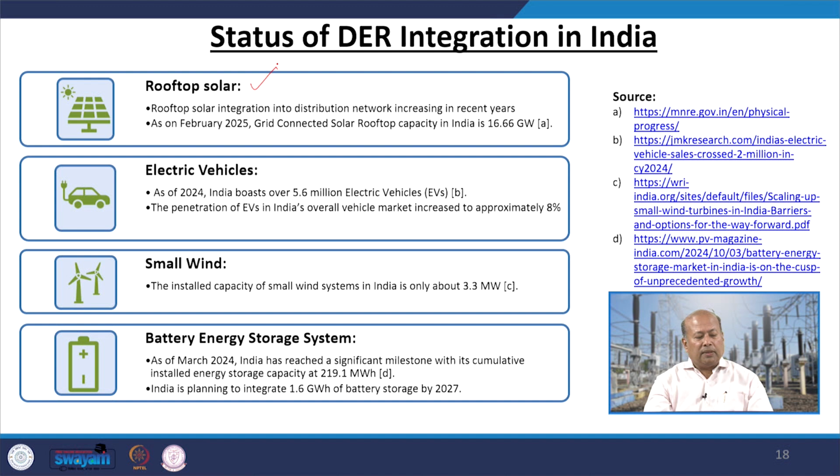So, rooftop solar integration into the distribution network is increasing in recent years, no doubt. As of February 2025, we had approximately 16.66 gigawatts, so close to 17 gigawatts of rooftop solar. And electric vehicles are a very important area for the Indian market, because as of 2024, India boasts over 5.6 million electric vehicles, beyond imagination.